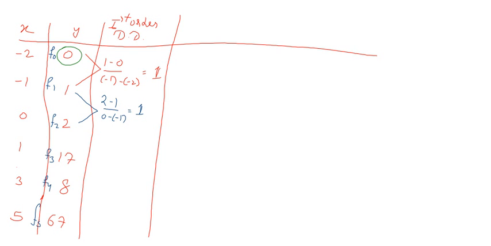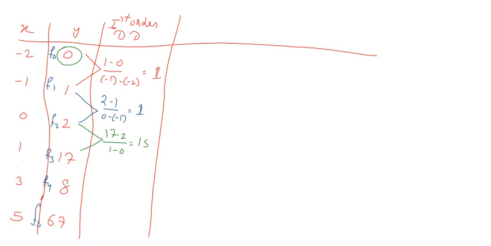Okay, so f1 minus f0 divided by x1 minus x0. So for the second entry, you have f2 minus f1 divided by x2 minus x1. For the third entry, you have f3 minus f2, that is 17 minus 2, divided by x3 minus x2, that is 1 minus 0, so that is equals to 15.